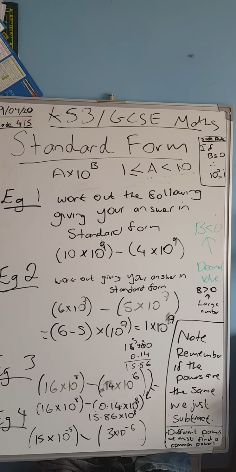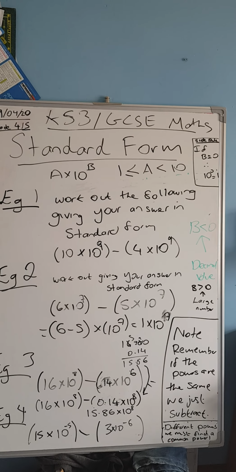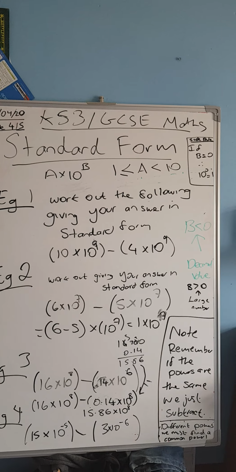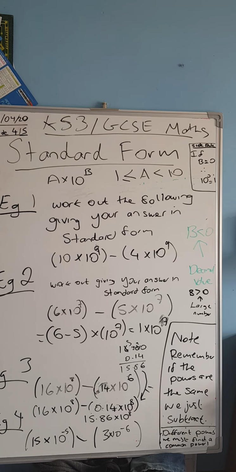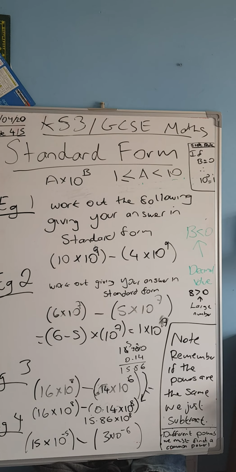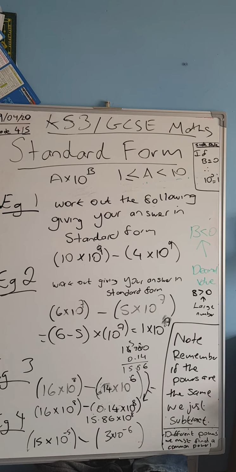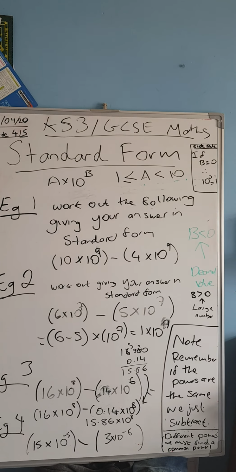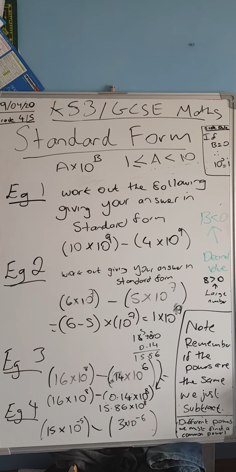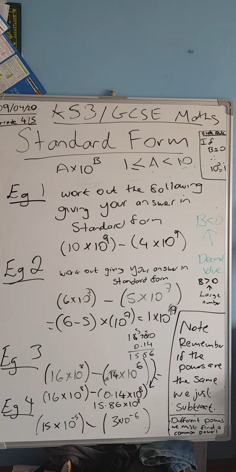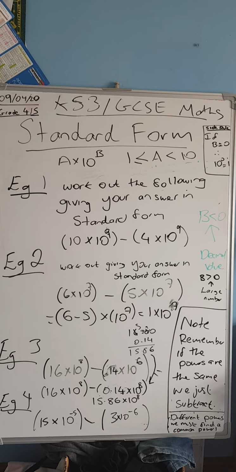Right guys, so standard form, a little recap. It's a times 10 to the b. So it's a number between 1 and 10 times 10 to the power of something. That something depends: if b is bigger than 0, then it's a large number. If b is less than 0, then it's a decimal number or value. And a little side rule: if b is equal to 0, then we have 10 to the power of 0, which is just 1. So remember guys, anything to the power of 0 is always going to be 1.